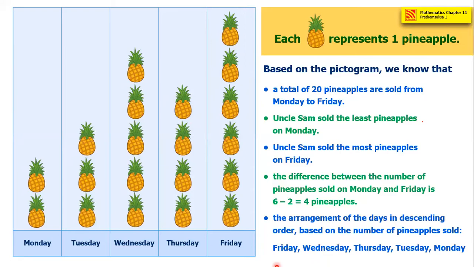So Friday, Wednesday, Thursday with 4, Tuesday 3, and Monday is the least amount, the smallest amount, with 2.